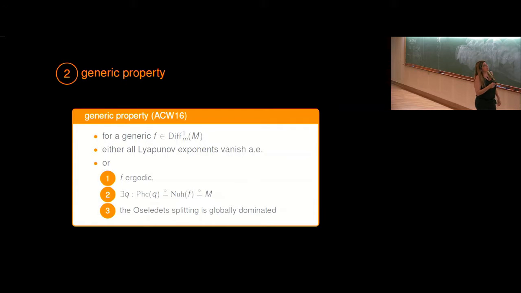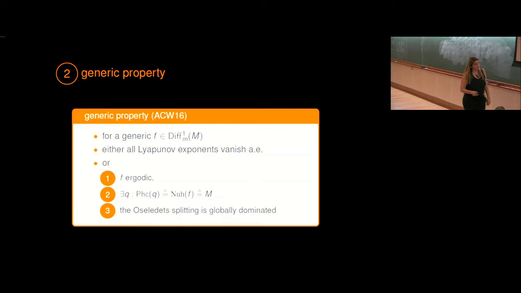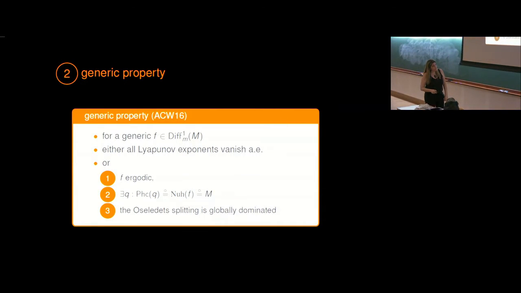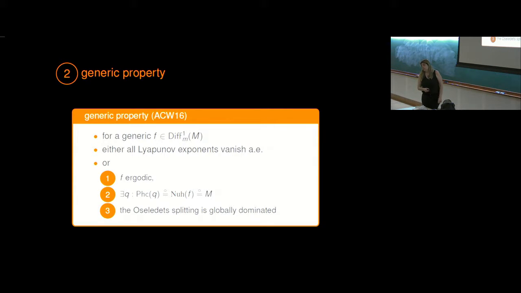Look, here the dichotomy is either all Lyapunov exponents vanish or F is ergodic. But I am more ambitious than that. I want to prove all Lyapunov exponents vanish or it is stably ergodic. It's much more. So we have to require much stronger tools.